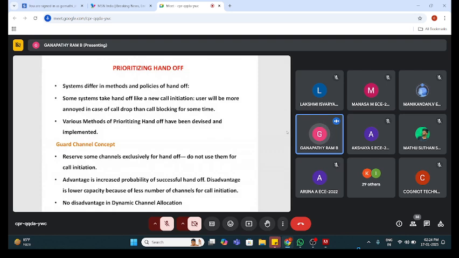For this, there is no disadvantage in this kind of dynamic channel allocation. As we already discussed in the previous classes, the dynamic channel allocation strategy is much better than the fixed channel allocation strategy in increasing the capacity.